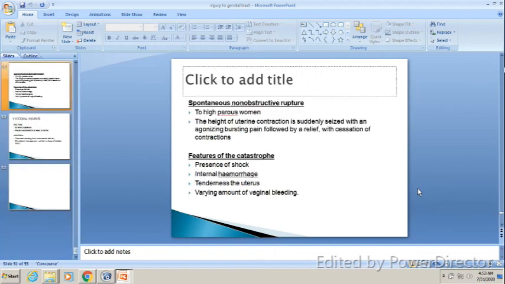Spontaneous non-obstructive rupture occurs in high parity women. At the height of uterine contraction, it suddenly ceases with an agonizing bursting pain, followed by relief and cessation of contraction. I have told you about the previous scar rupture and the obstructive type; this is spontaneous non-obstructive rupture. What are the features? Presence of shock, internal hemorrhage, tenderness of the uterus and varying amount of vaginal bleeding.